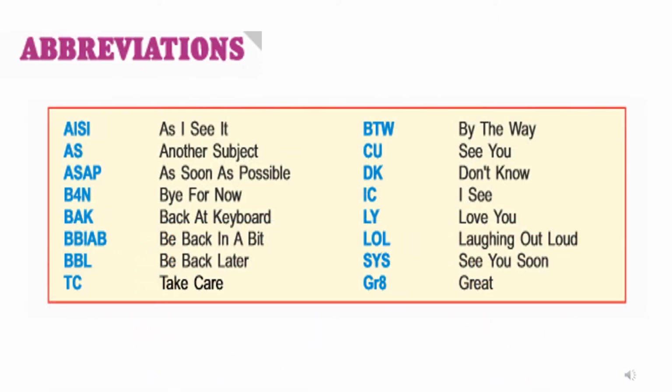Children, here we have a few most commonly used abbreviations. Abbreviations are the short form of sentences that we use to save our time while real-time chatting. We have many, as you can see in the table on your screen, like AI, AIC, as I see it, AS, another subject, ASAP, as soon as possible. You can read all of these and use them when you are chatting with your friends in real time.